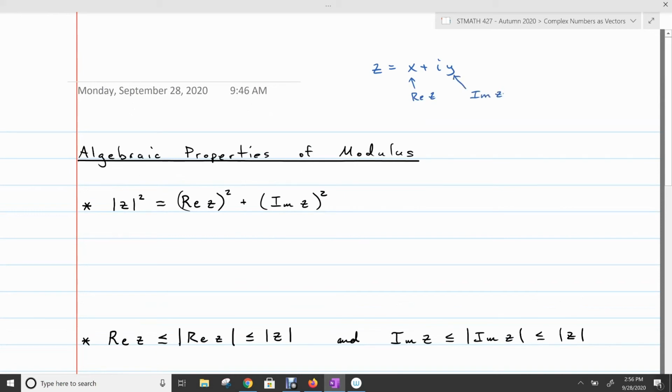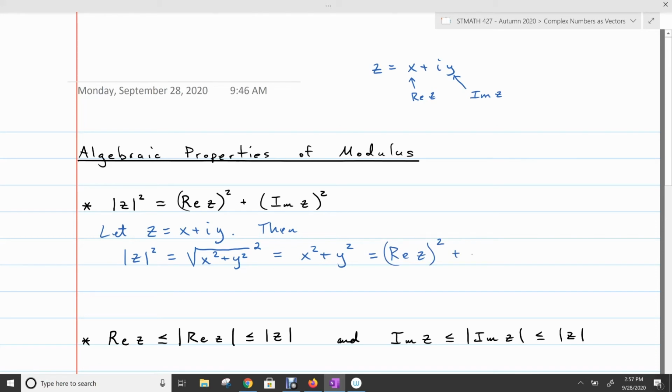So if I wanted to verify that first property, I could just say, well, let z equal x plus i times y. Then the modulus of z squared, well, we know that the modulus of z is the square root of x squared plus y squared, and then we're squaring that. So that just ends up being x squared plus y squared. But x is the real part of z, so we got the real part of z squared, and y is the imaginary part of z, so we got the imaginary part of z squared as advertised.